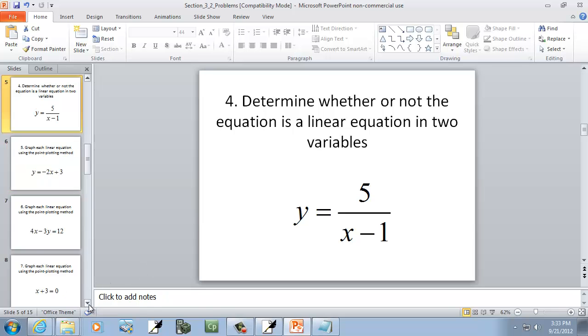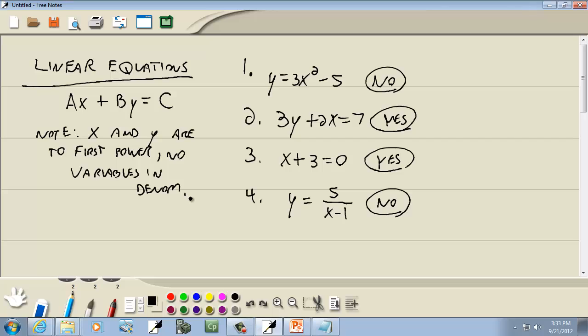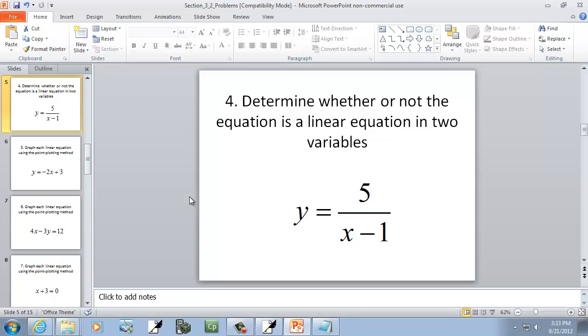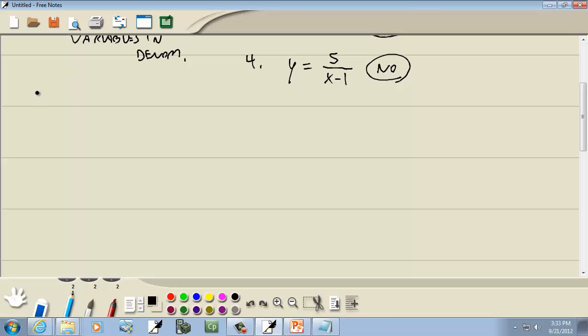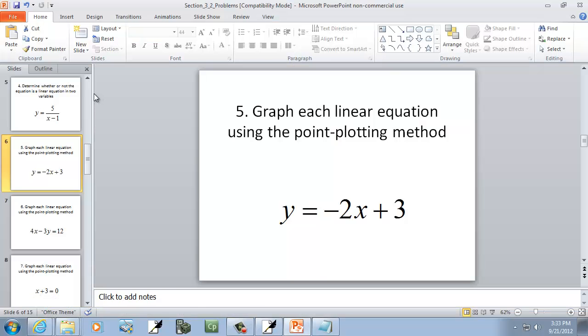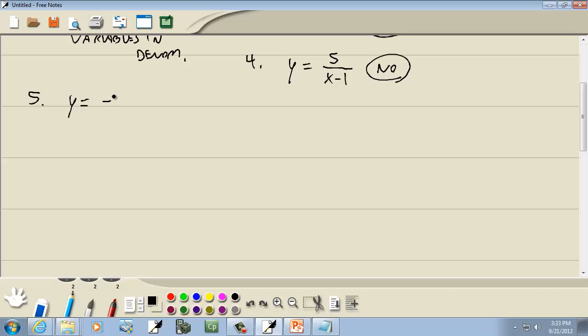This next problem builds upon what we looked at earlier in a previous lesson. It says graph each linear equation using the point plotting method. So I've got y is equal to negative 2x plus 3. Now what we're going to do is build a t-chart, is what this is referred to as. And you want to pick three x values. When you're doing a linear equation, where everything's the first power, you pick three data points. I'm going to pick, I don't know, negative 1, 0, and 1.